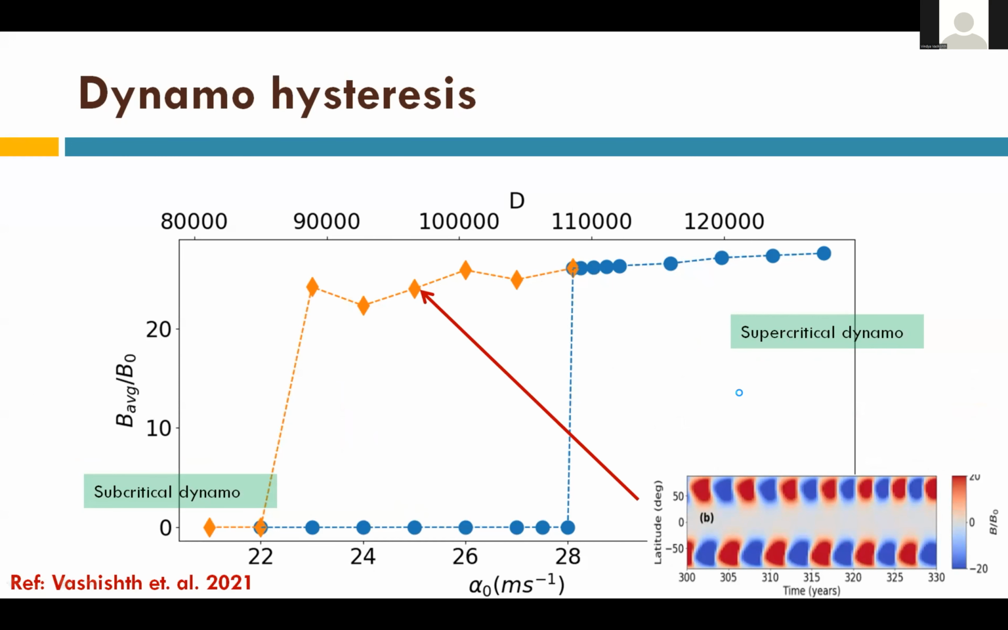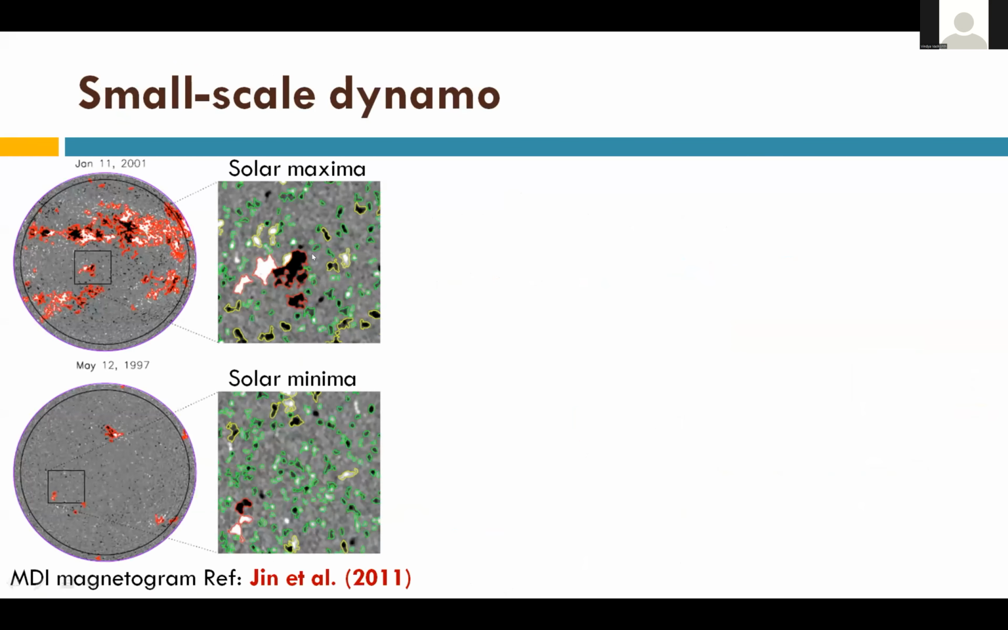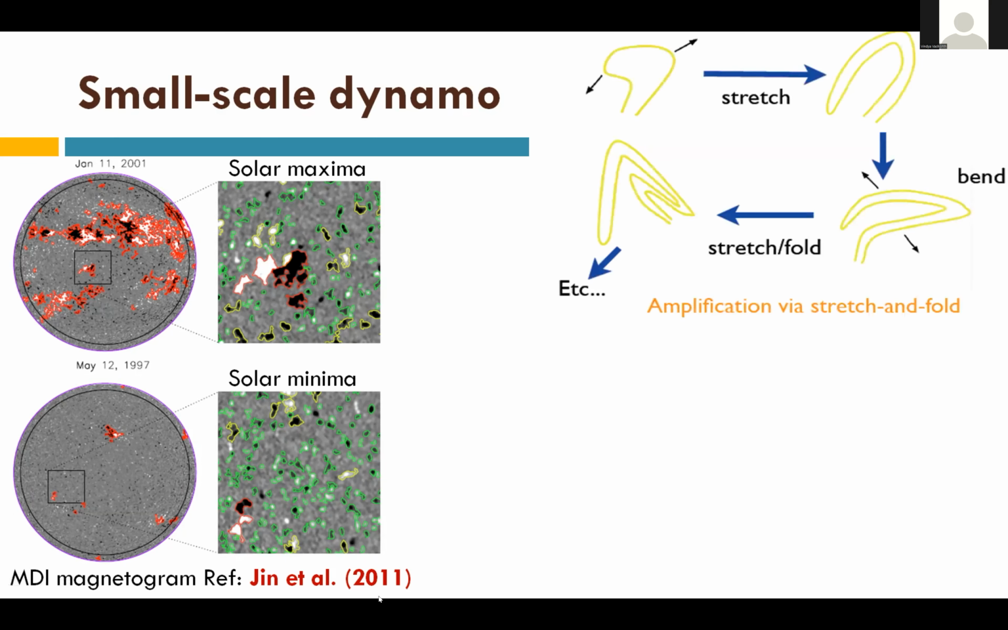So now I'll explain the small scale dynamo. Since the sunspots and the radial magnetic field are associated with the large scale dynamo, as I've discussed before, but you may see there is some field that is always present, independent of the solar cycle. In fact, it is present in the solar minima. That means it is produced from a different mechanism. It is expected that this carpet magnetic field is produced by a small scale dynamo.